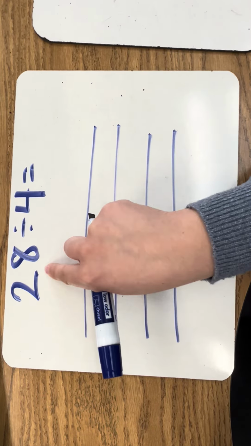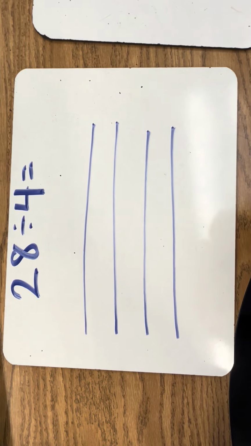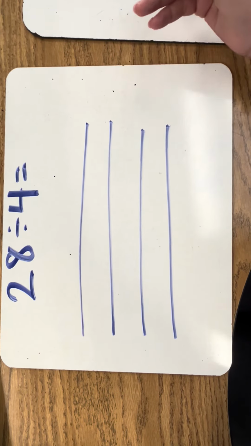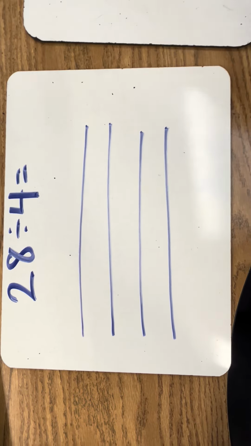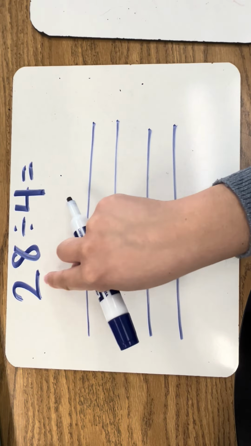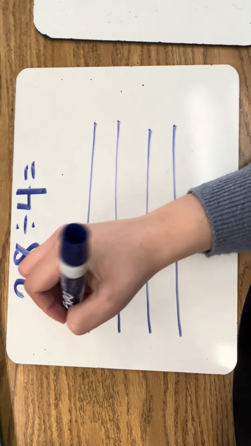Now, 28 divided into 4 groups does not mean that each group can get 28. That means that one group will have 28 and all the other groups will have nothing. And in division, we have to divide everything equally. So that means that I'm going to give that 28 out like this.